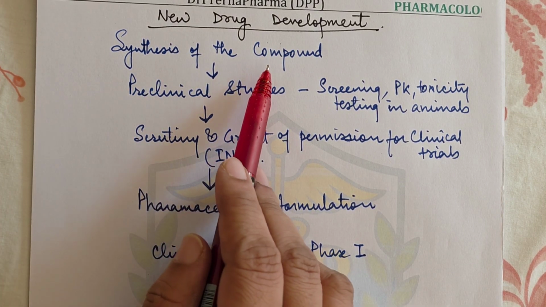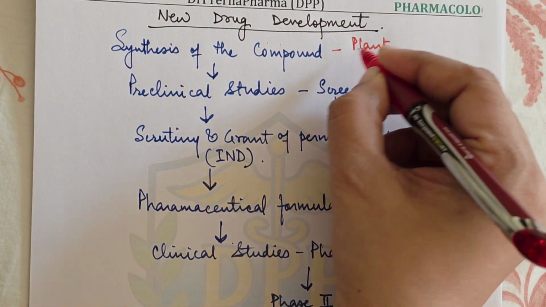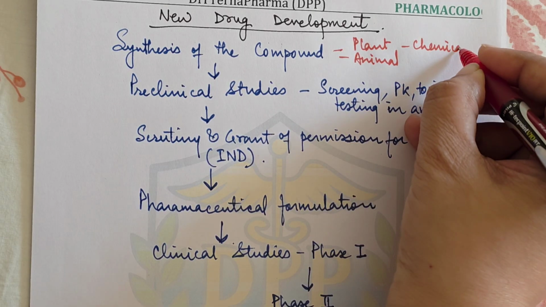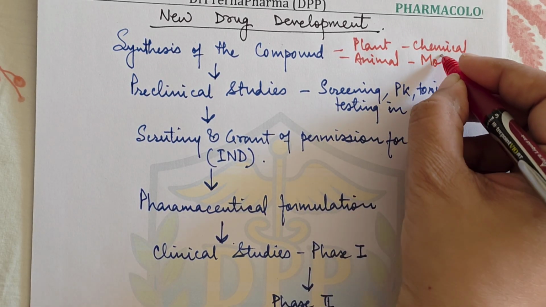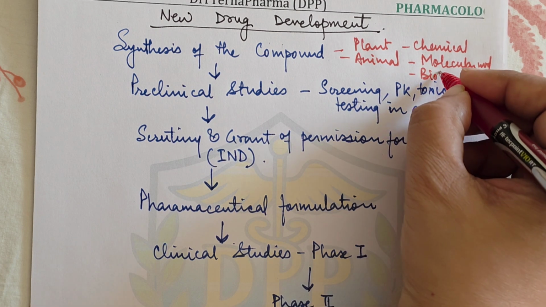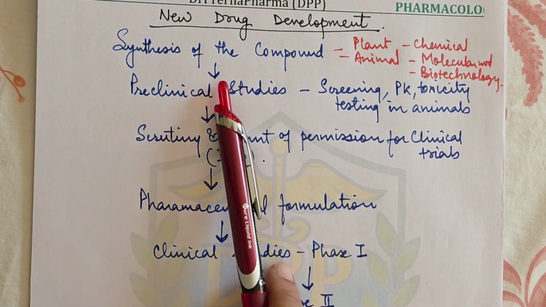First of all, there is synthesis of the compound. Now this synthesis of the compound can be from the plant sources or from the animal sources, or it can be chemically synthesized in the lab. It can be developed by molecular modeling, or it can also be developed by biotechnology. So these are various ways by which we can synthesize a new compound.